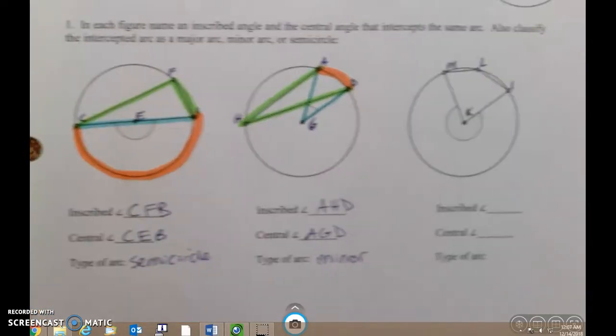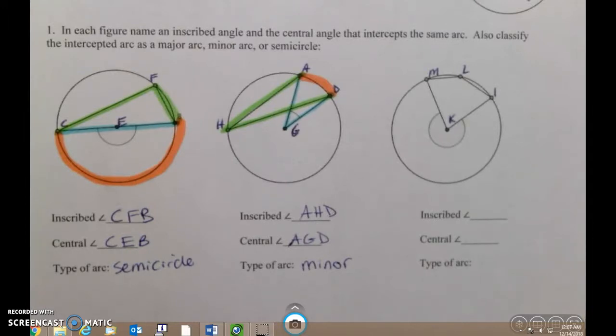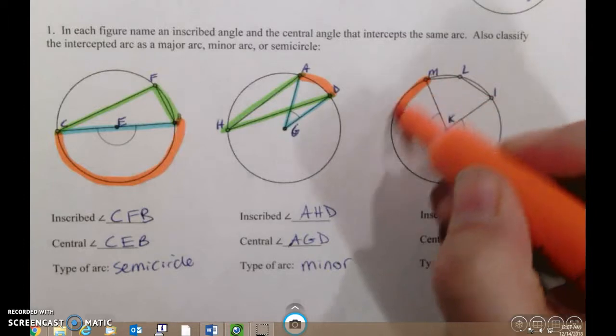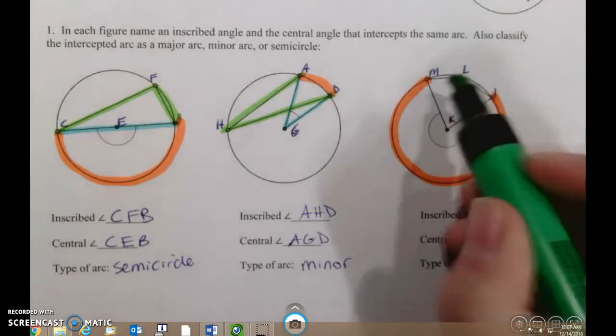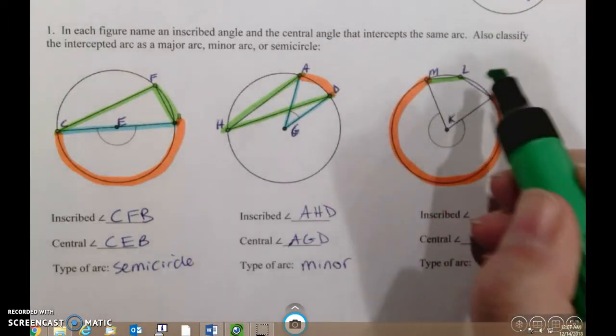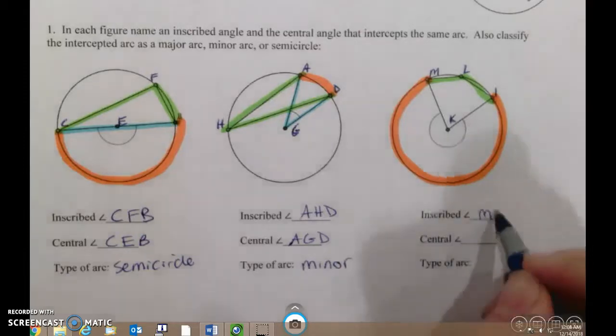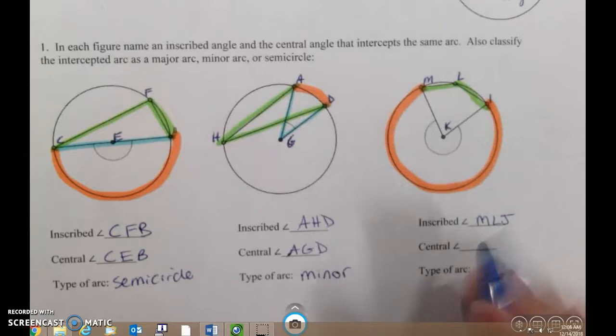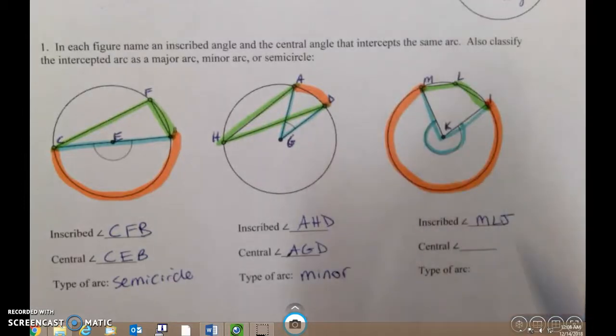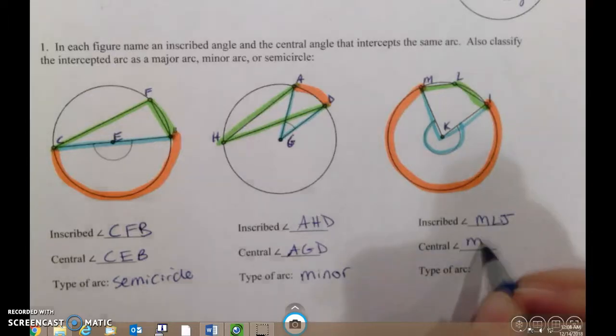And the last one is what we would call a major arc because it's more than 180 degrees. And it's intercepted by the inscribed angle MLJ, and the central angle MKI. And this little circle here means they're talking about that part of the angle, not the acute part of the angle, but they call this the reflex angle. So we're going to call that MKI. And this is a major arc.